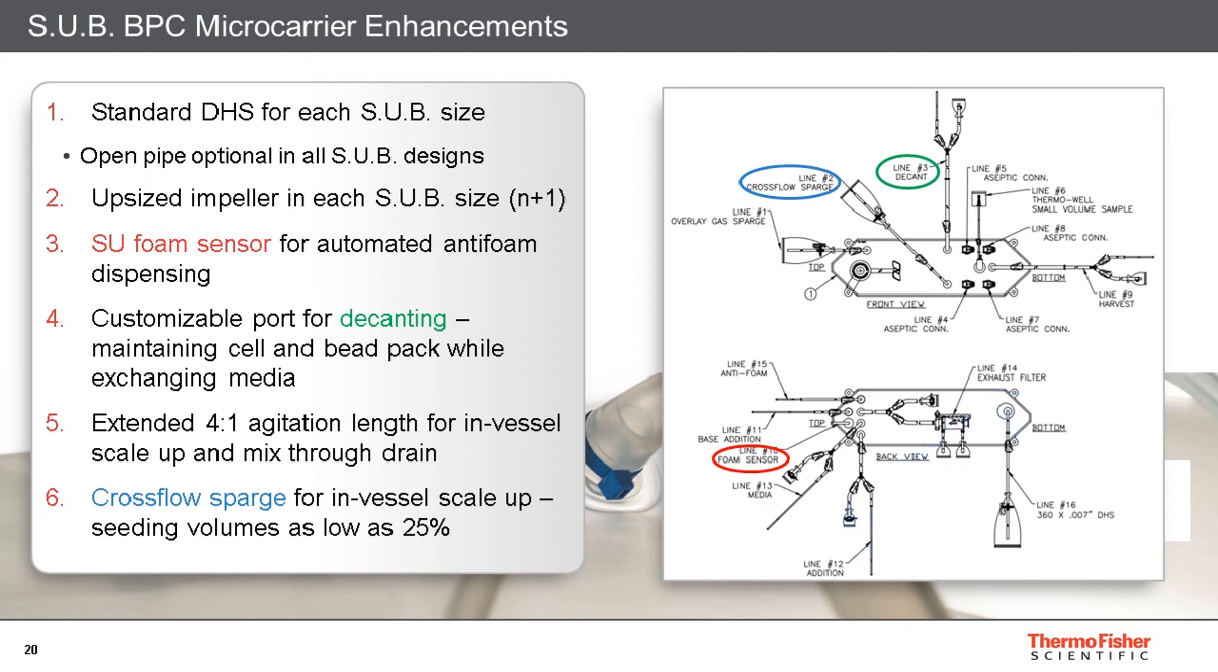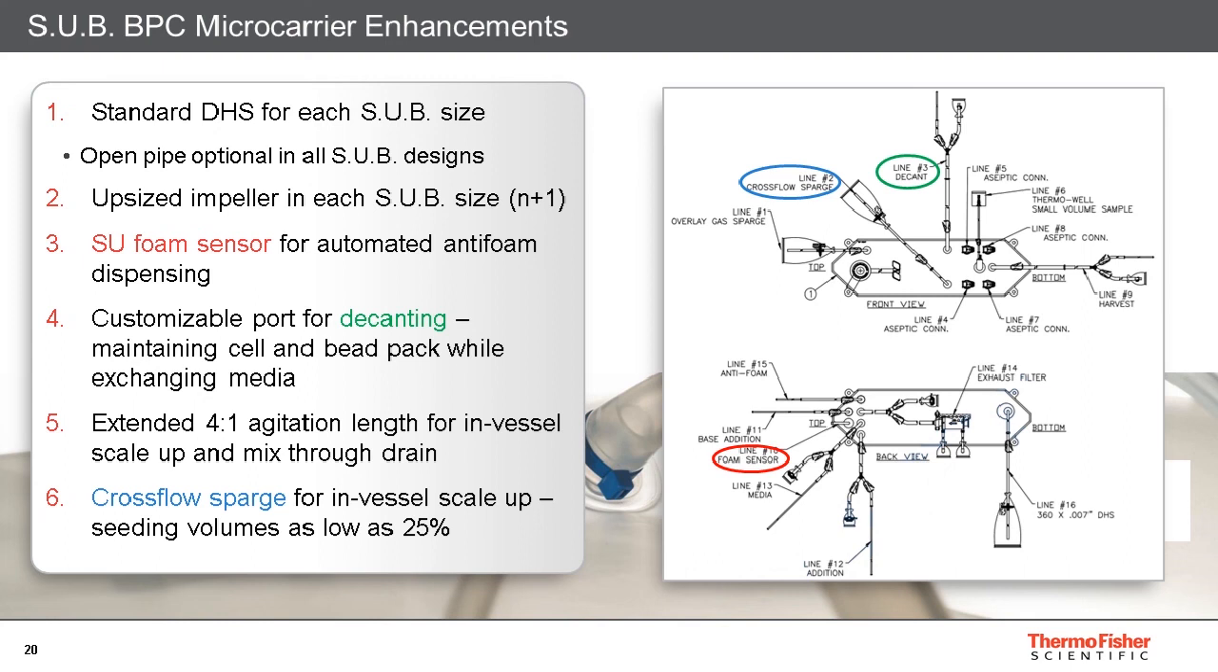And the extra line for decanting is really important, because we were able to put that at the exact position in the bioreactor, so that it would be just above the microcarriers once they're settled. So we were able to remove as much media as possible and put in as much fresh media as possible during the process.